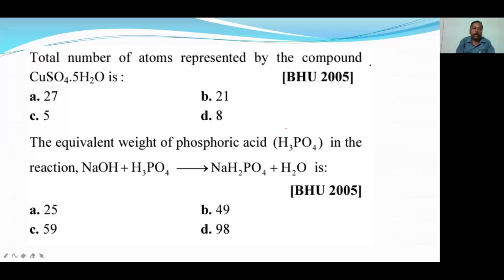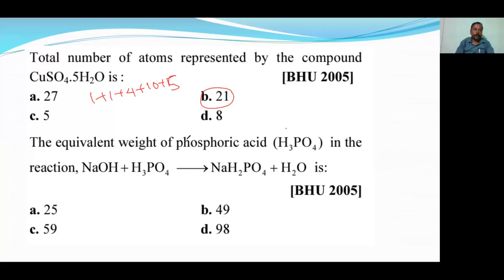Next questions are here. Total number of atoms represented by the compound. So copper, sulfur, oxygen, like that you have to calculate all of them. Total number of atoms, if you count simply, you will get how many? 1 plus 1 plus 4 plus 5 2 is 10 plus 5. So 15, 20, 21.